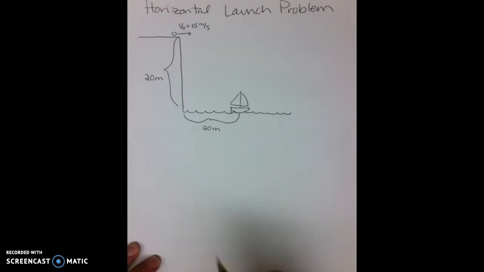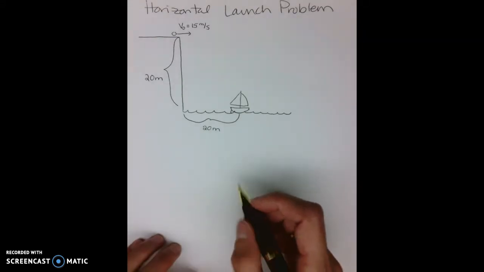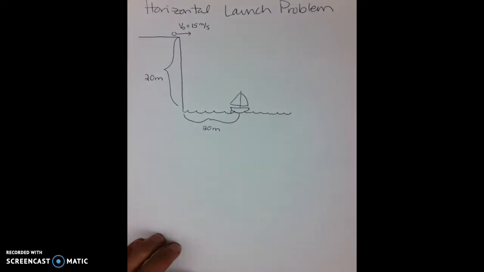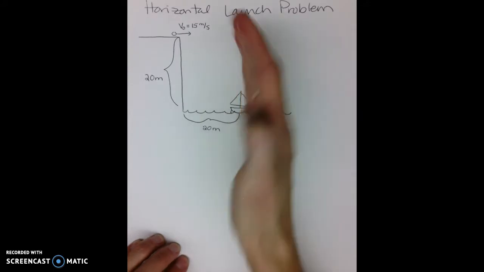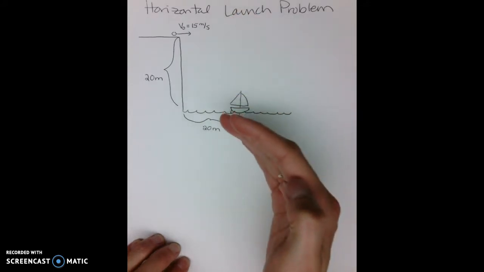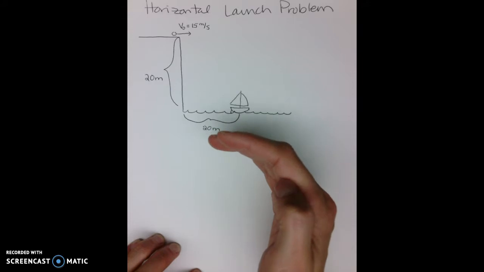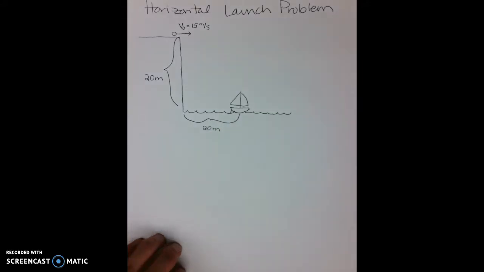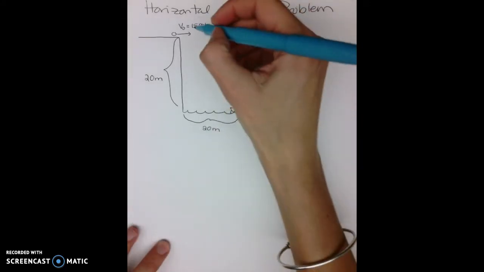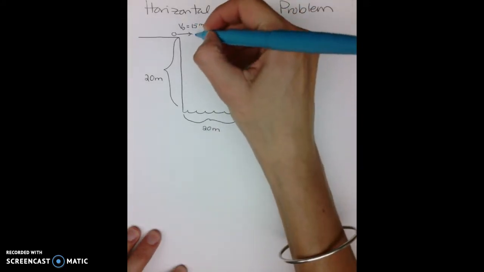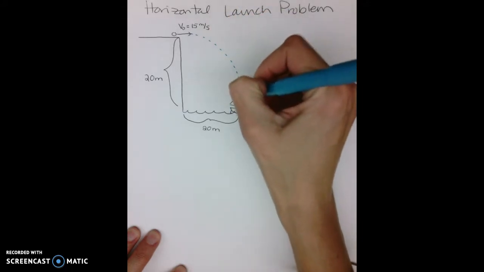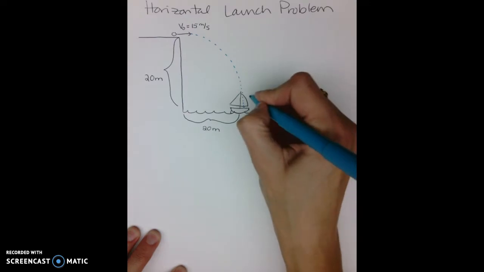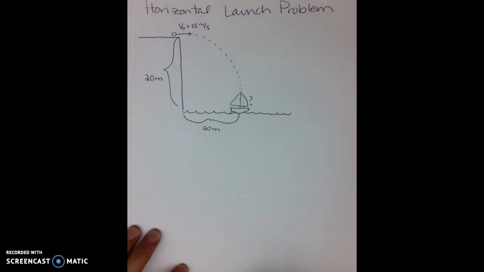A couple things that I know. I know that this object is going to move forward in the x direction because of inertia, and it's going to fall down towards the water level because gravity is going to accelerate it downwards. Which means that the path that this ball is going to take as it leaves the cliff is parabolic in shape, something similar to this. The question is, am I going to hit the boat?